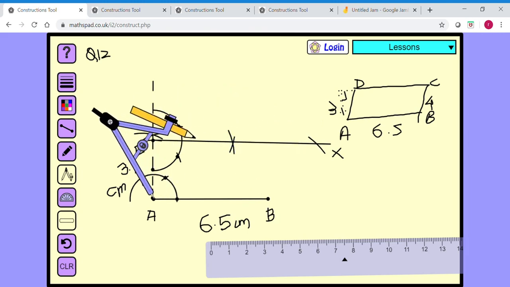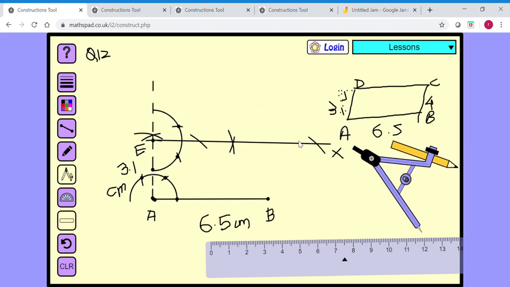Again, AD is equal to BC is equal to 4. So somewhere here will lie D. I've got my point C and point D. I join them using a scale. So this is my parallelogram. This length is 4 centimeter. This length is 4 centimeter. This length is 6.5 centimeter.